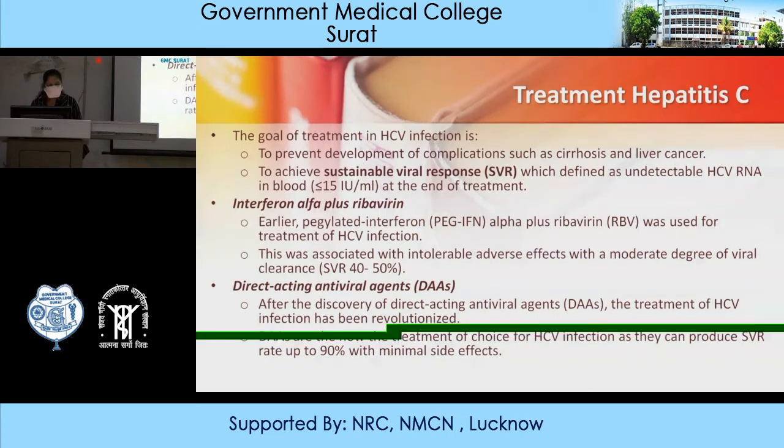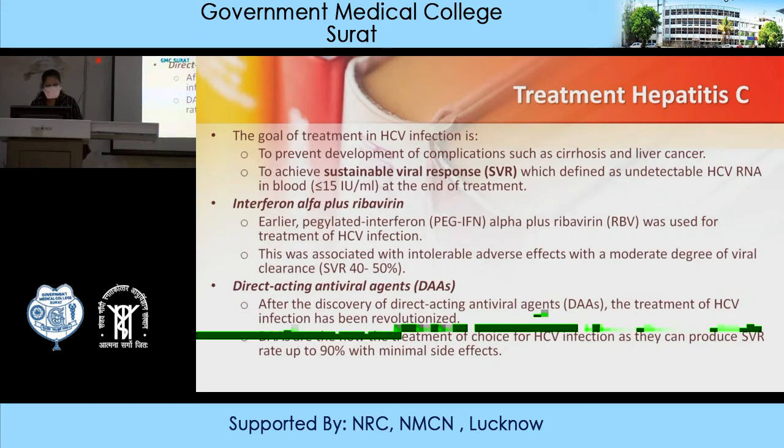Second is interferon alpha plus ribavirin. Earlier, interferon alpha plus ribavirin was used for the treatment of HCV infection. This was associated with intolerable adverse effects with a moderate degree of viral clearance.